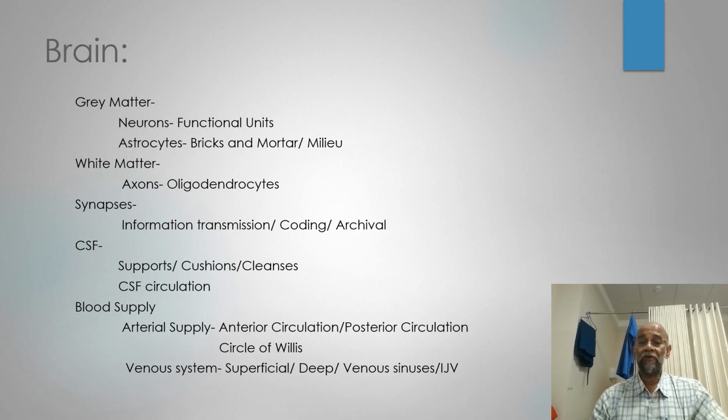The cerebrospinal fluid is critical for brain protection. It supports the brain, it floats the brain. The brain floats in a small bucket of CSF, because if the brain were to rest on a hard surface, it would get crushed under its own weight.